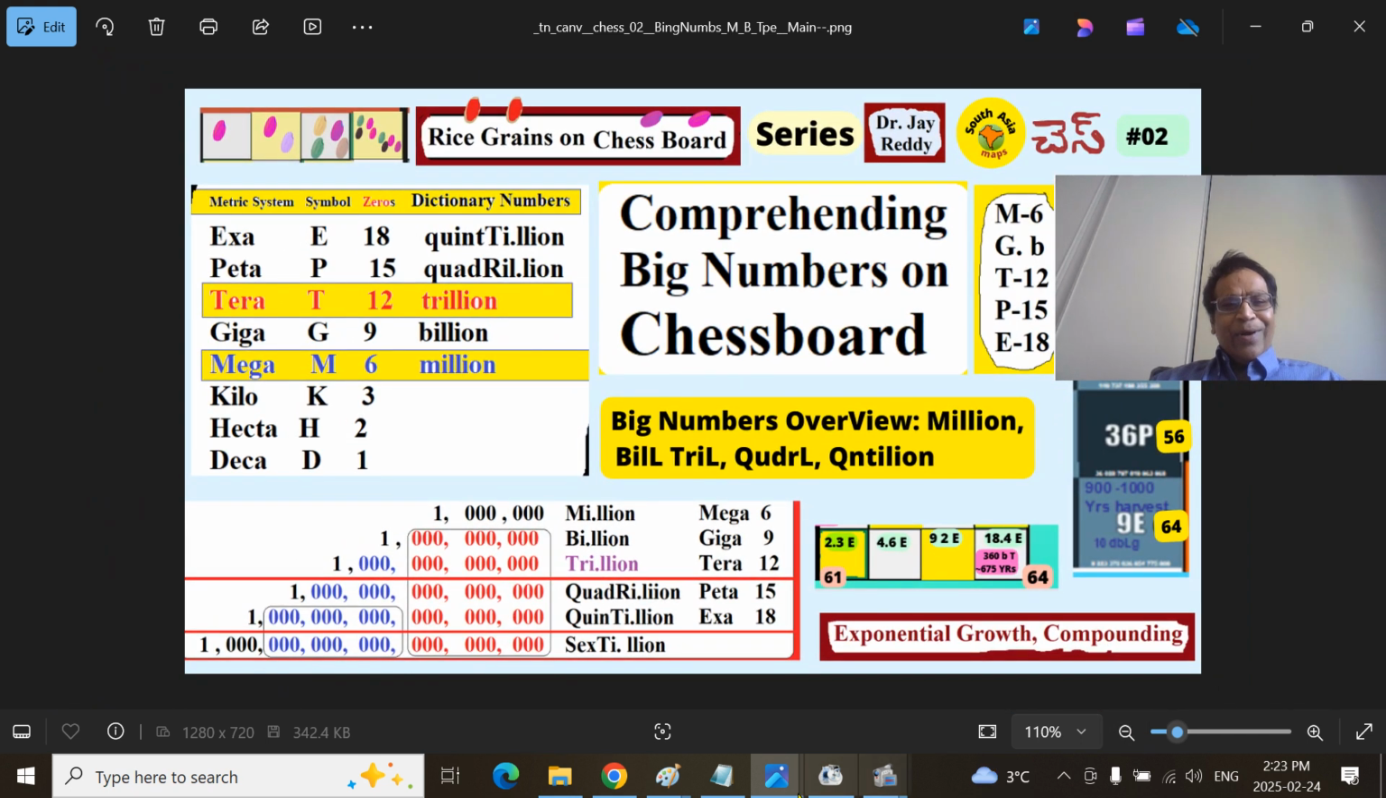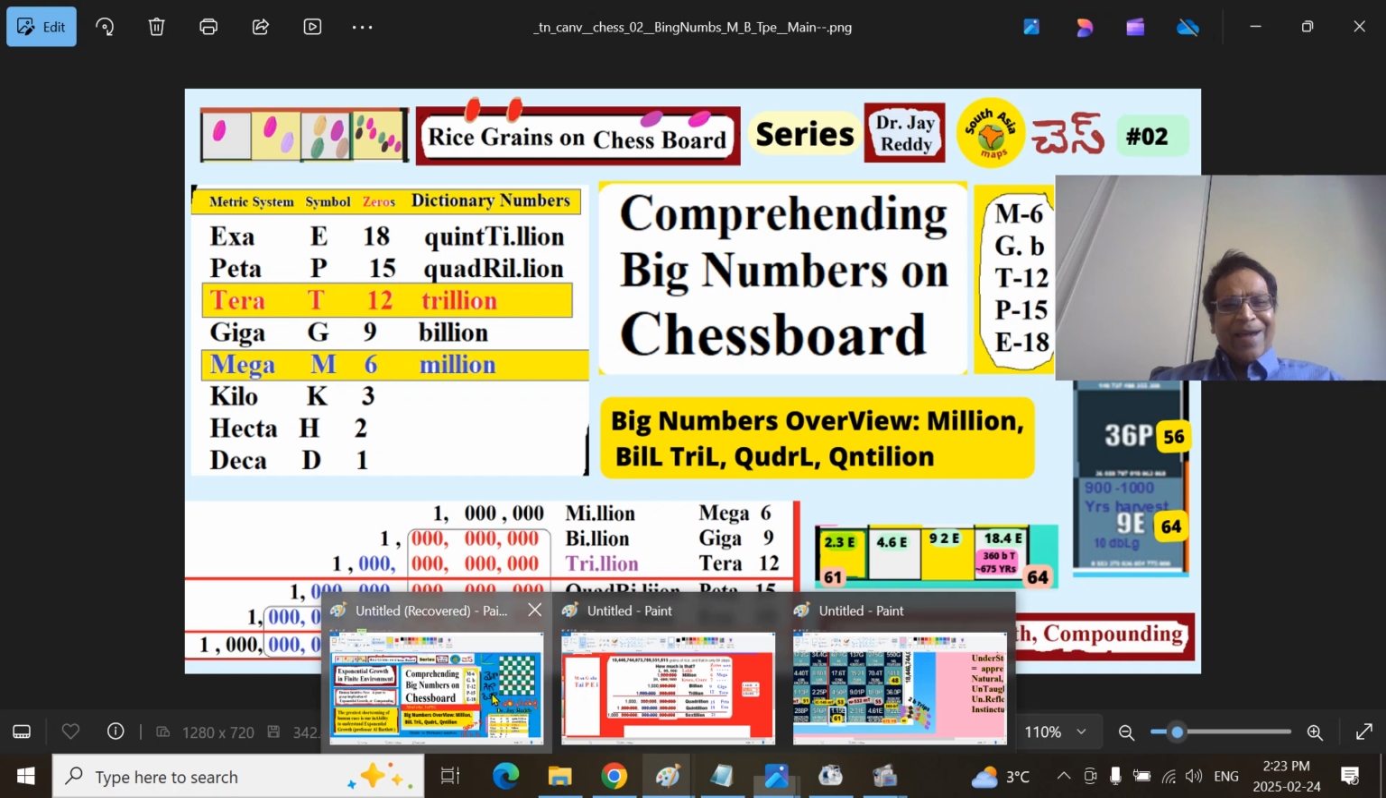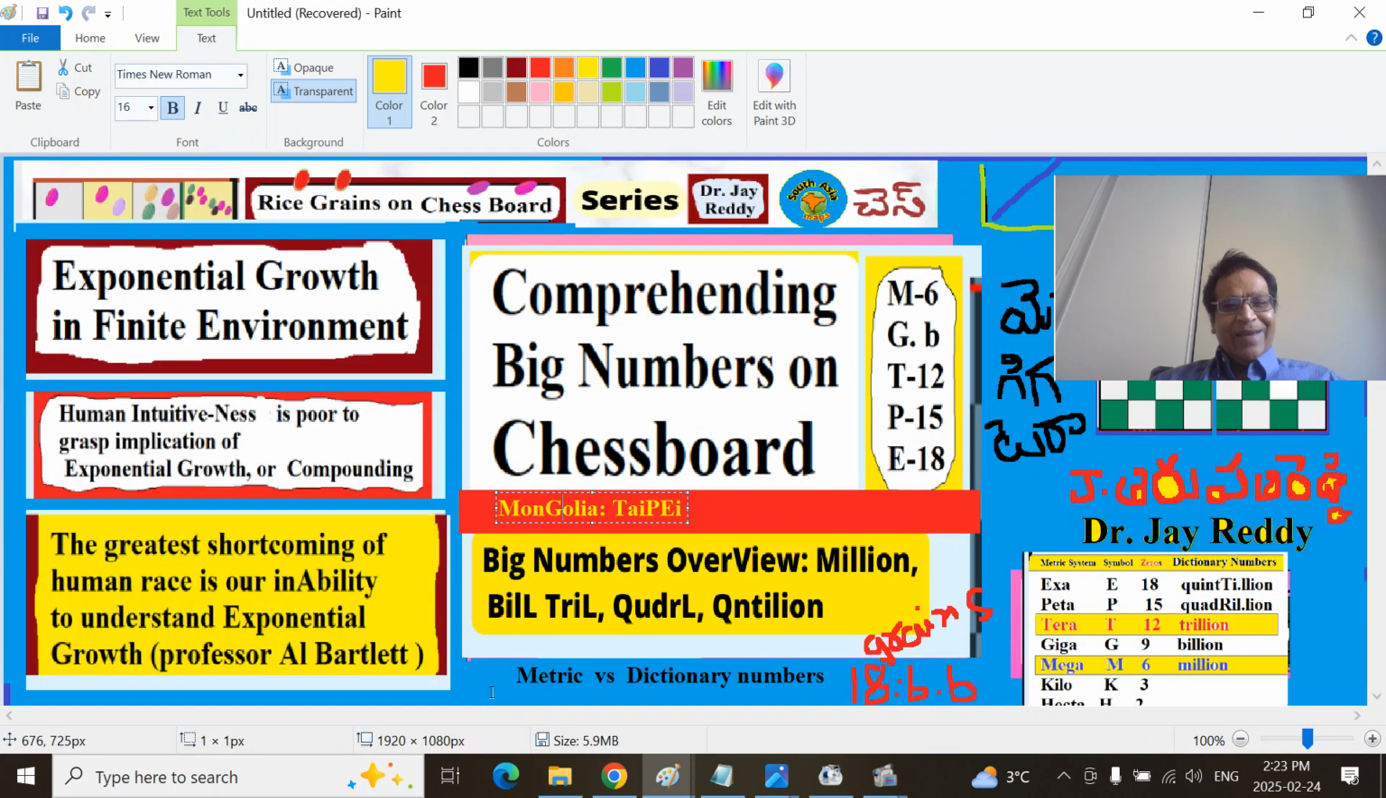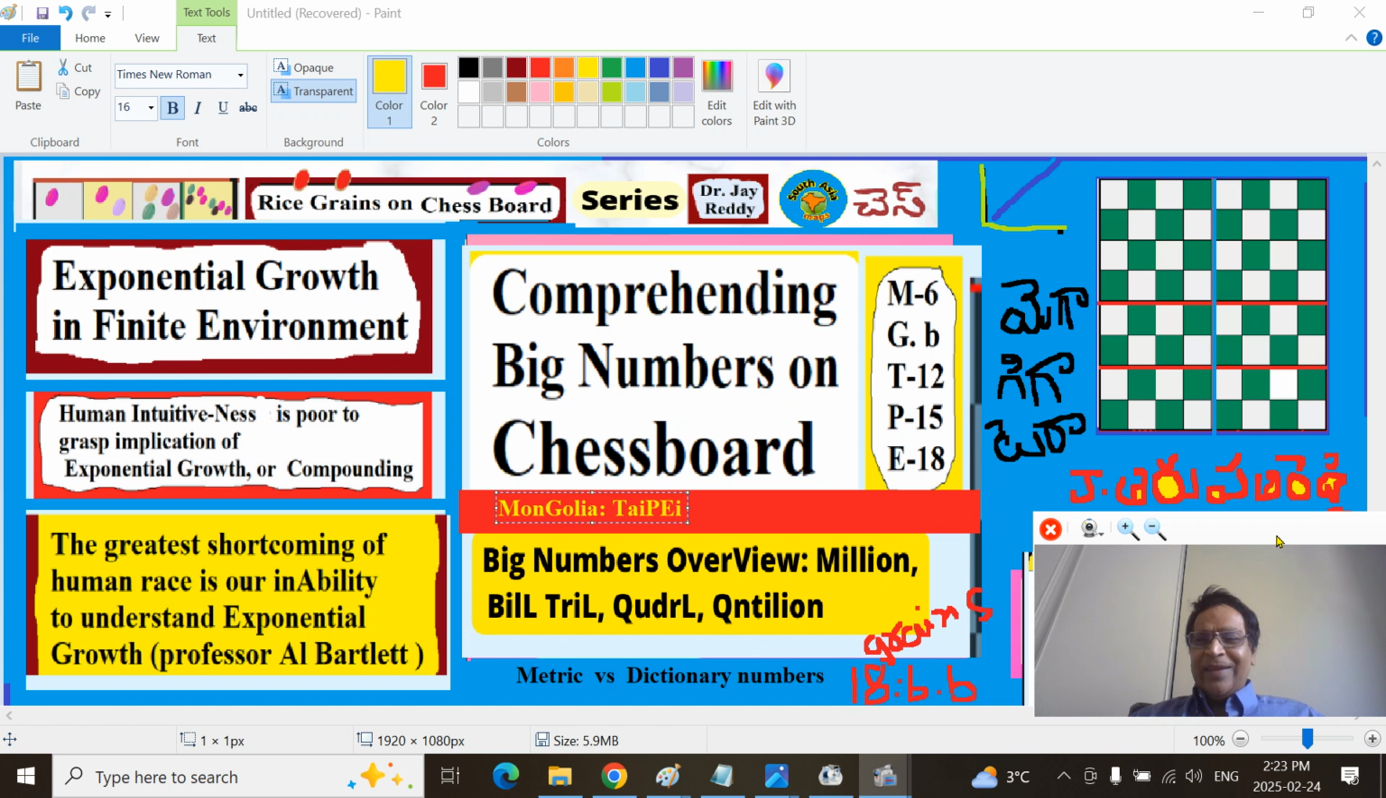So how do I remember this? Again, I made things very easy. The number of grains on the final square of the chessboard is 18 followed by 18 zeros. 18 zeros is a quintillion. That is the billion. 18 BB is easy to remember. There are 8 billion people on the planet Earth.